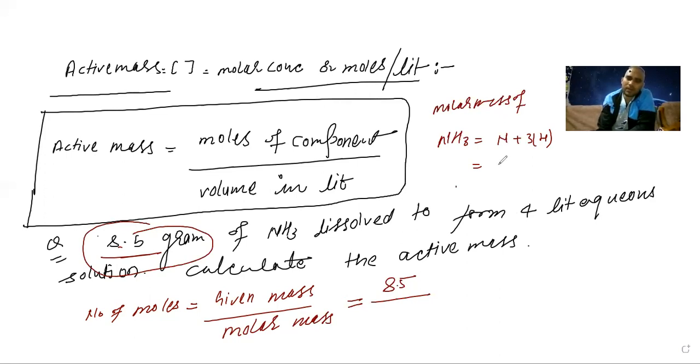So atomic mass of nitrogen is 14, plus how much for hydrogen? 3 hydrogens, each 1. So it will be 14 plus 3, that is 17 gram. This is the molar mass of ammonia, so I am writing 17 here. So 8.5 upon 17 will come to 0.5 mole. It is coming 0.5 mole, right?